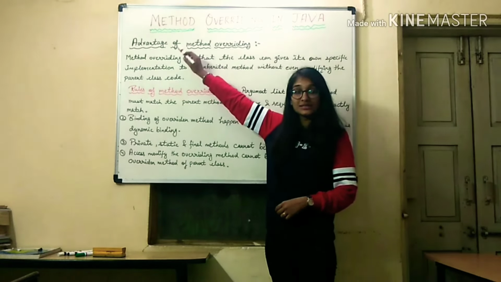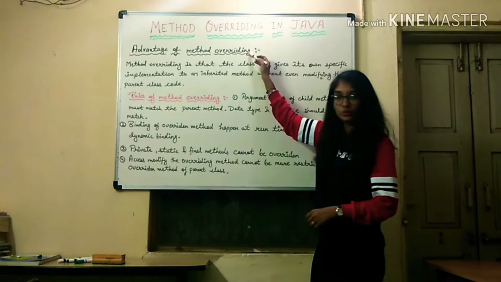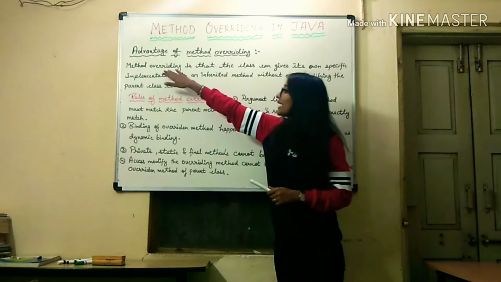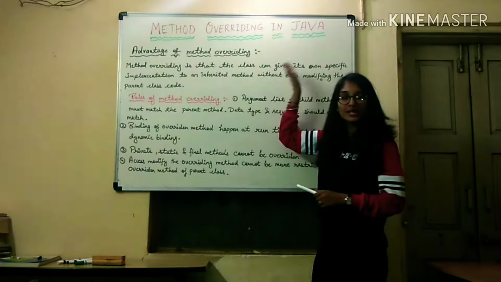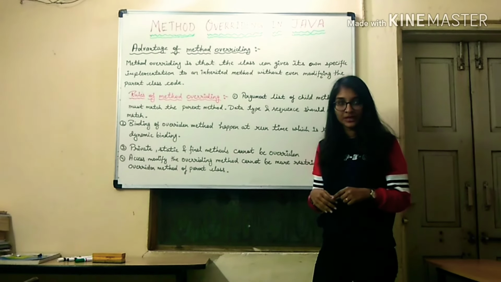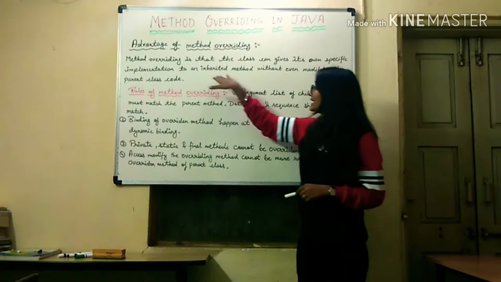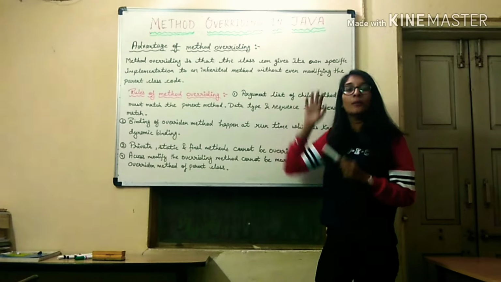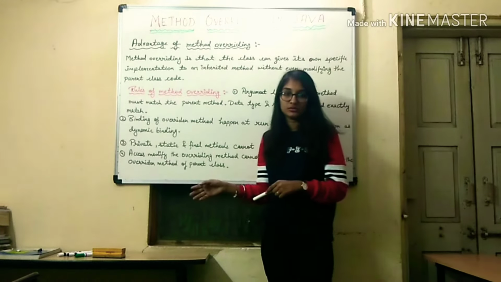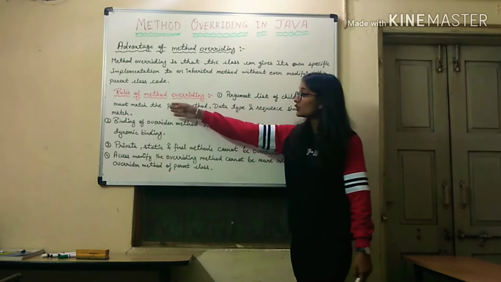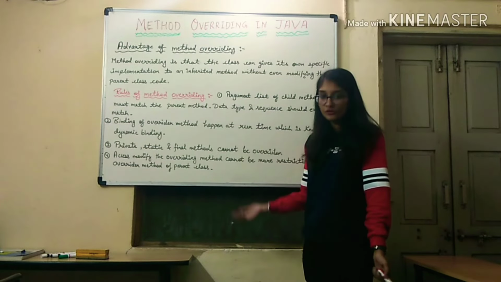Now I am discussing the advantages of method overriding. With method overriding, the class can give its own specific implementation to an inherited method without even modifying the parent class code. I am also discussing the rules of method overriding. What are the rules of method overriding?